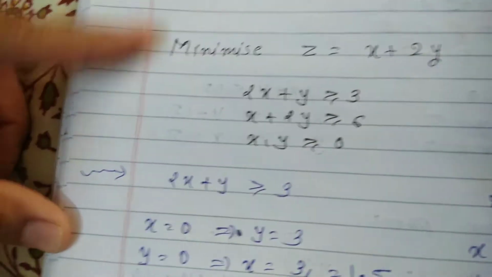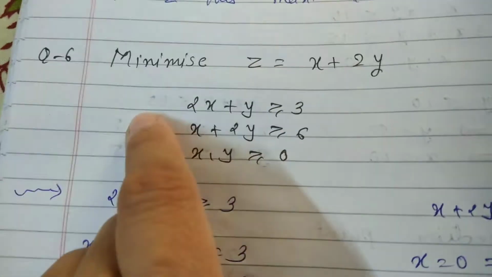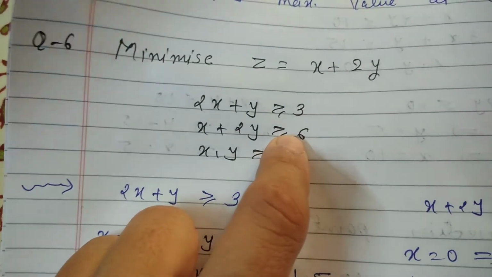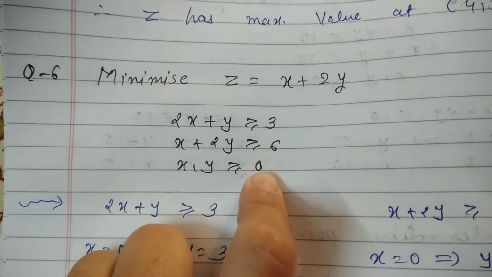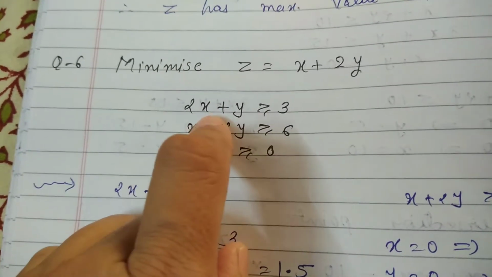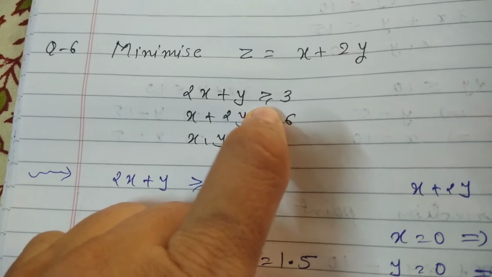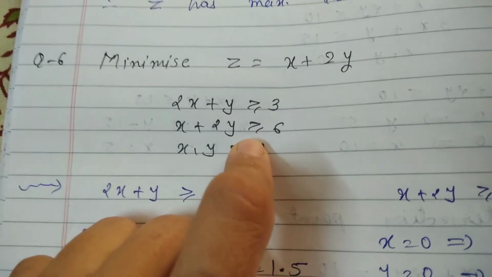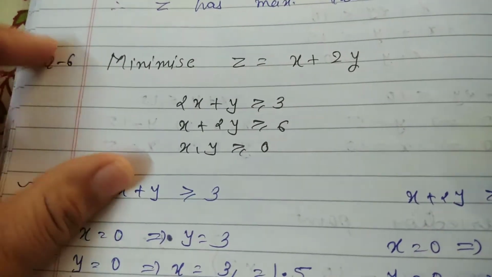Now question number 6 is: minimize z = x + 2y, subject to 2x + y ≥ 3, x + 2y ≥ 6, and x, y ≥ 0. Now students, you have observed in the last question, question number 4, that whenever your constraints are of greater than type, then the feasible region will normally be unbounded. Okay, so let me start with this question.